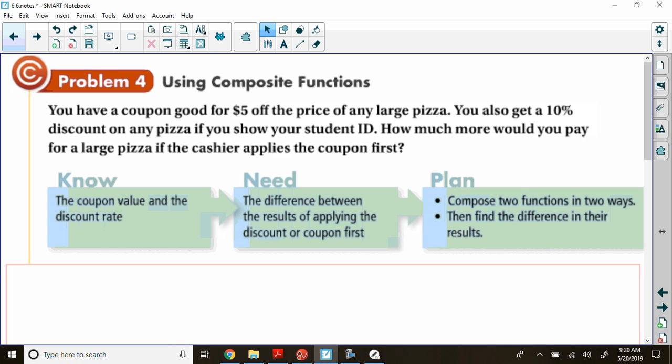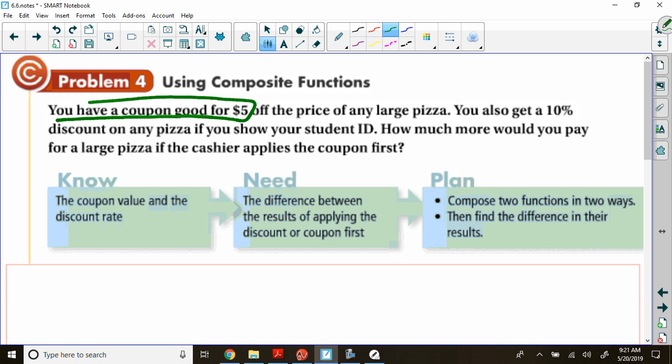So this is kind of cool. They have a practical application of this. They say, you have a coupon for $5 off. I'm going to call that f of x. The function f of x can be thought of as paying full price, but getting $5 back. So x is how much I'm paying, and x minus 5 means I'm paying $5 less than that. So that's how I could model this with functions.